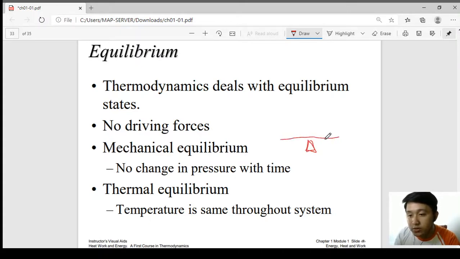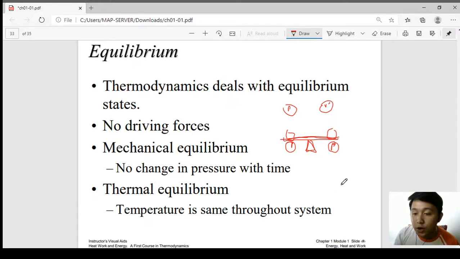We have a seesaw. So when the seesaw is straight, it is in mechanical equilibrium, since the weight here and the weight here are the same. And then the pressure under here and on top here is the same. That's why it balances. So we have the mechanical equilibrium. Then we have the thermal equilibrium. So in thermal equilibrium, temperature is the same throughout the system.